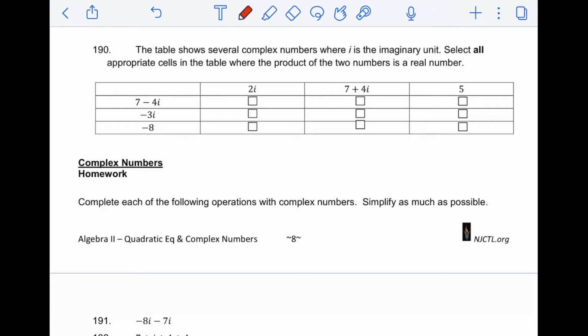Okay, number 190 in your classwork for imaginary numbers asks to select all the appropriate cells in the table where the product of the two numbers is a real number. So we cannot have an imaginary component. We cannot have any term with an i in it.